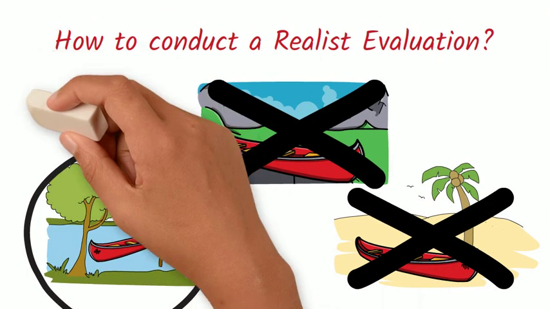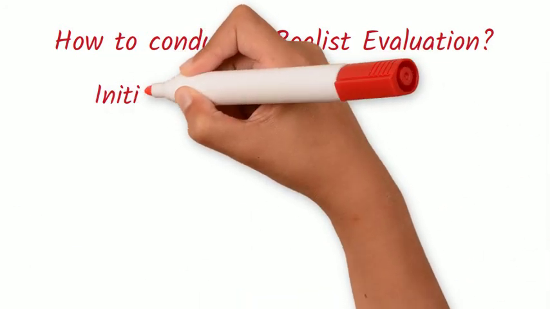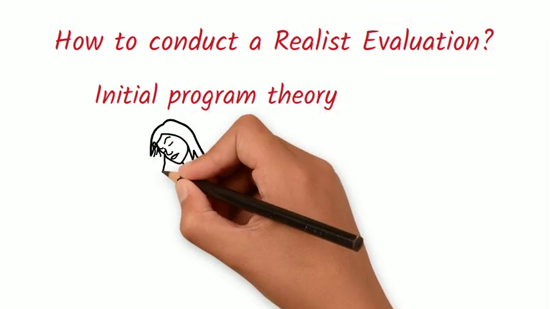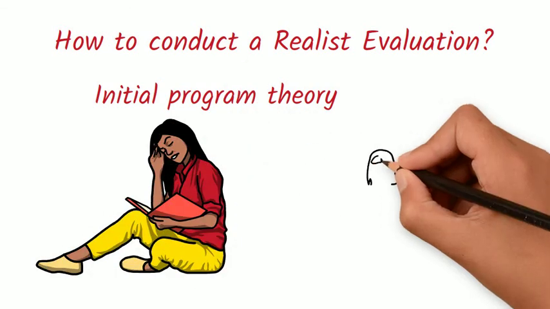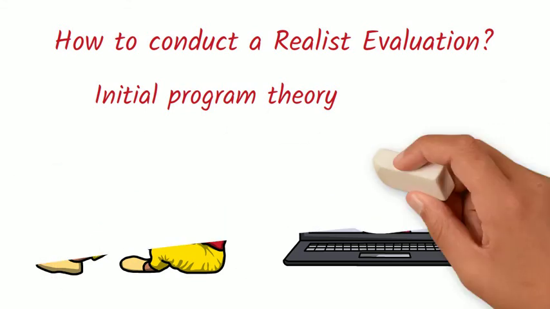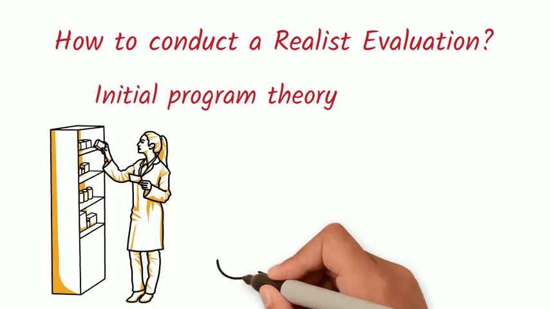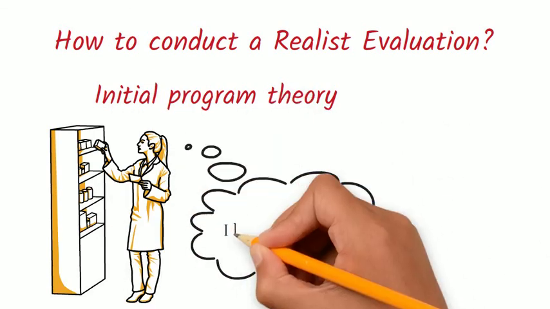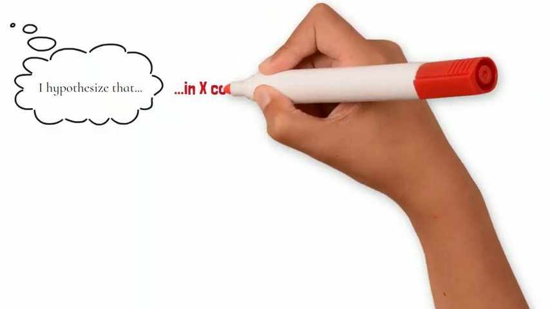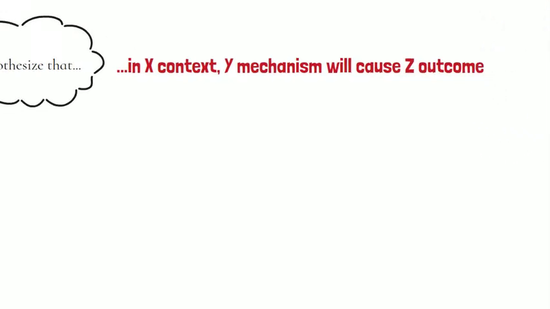We'll explain now. Realist evaluation typically begins with an initial program theory. Based on your knowledge of the topic, for example through reviewing the literature and conducting interviews with people involved in a program, you make a series of hypotheses about how, why, and for whom the program will work. These hypotheses follow a simple formula that combines context, mechanism, and outcome. For example, in X context, Y mechanism will cause Z outcome.